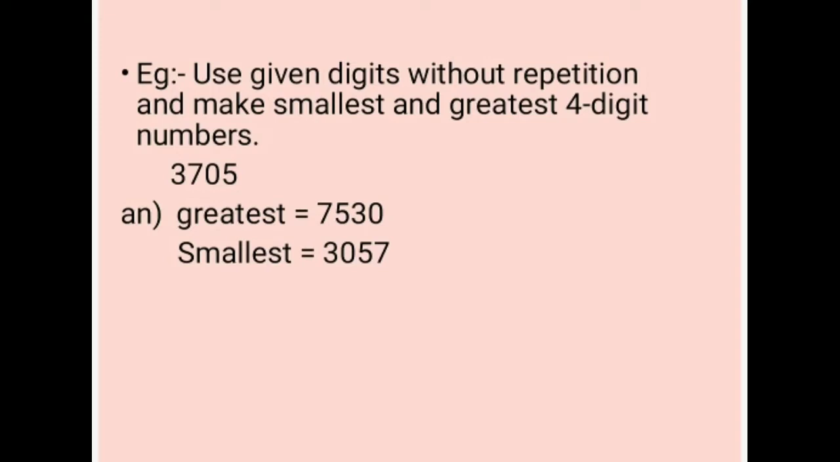Then to make the smallest number, arrange the digits in ascending or increasing order. But if the first digit becomes 0, then it will be a 3-digit number. So first arrange a smaller digit other than 0, that is 3, next 0, next the greater digit 5, next the greater digit 7. So the smallest number is 3057.